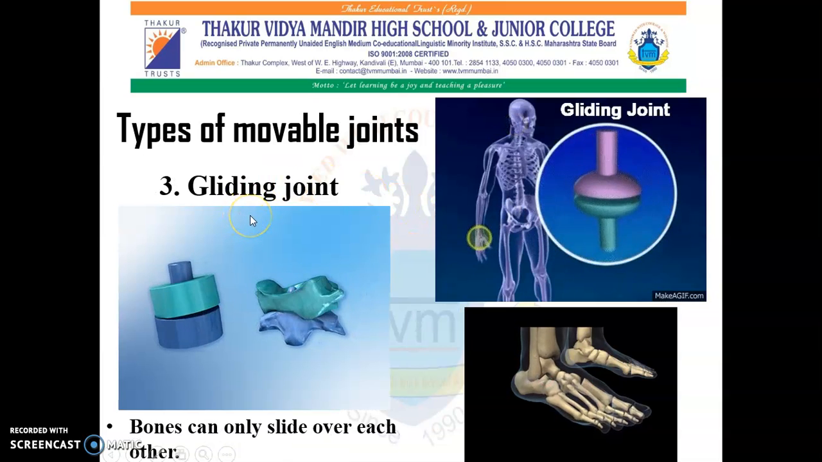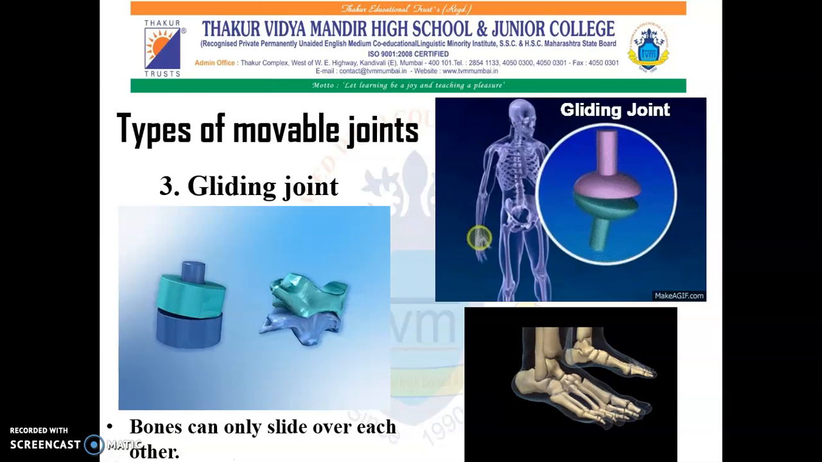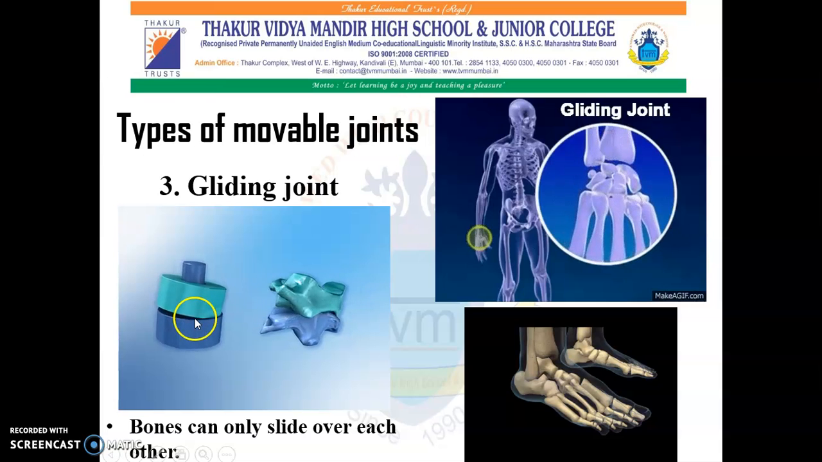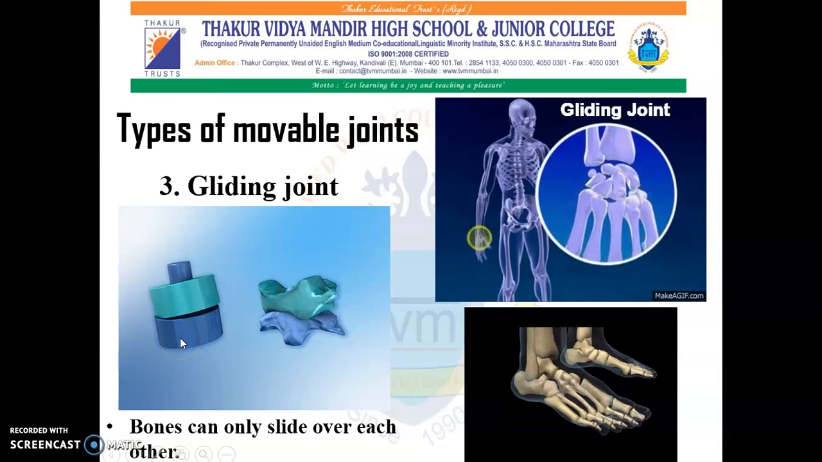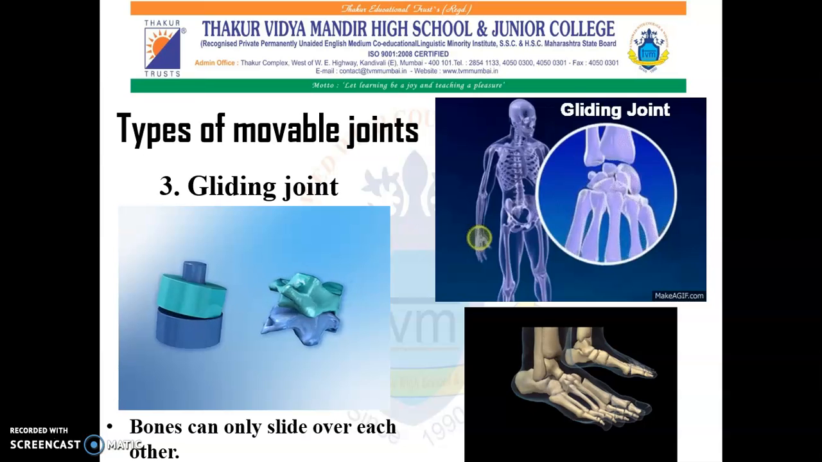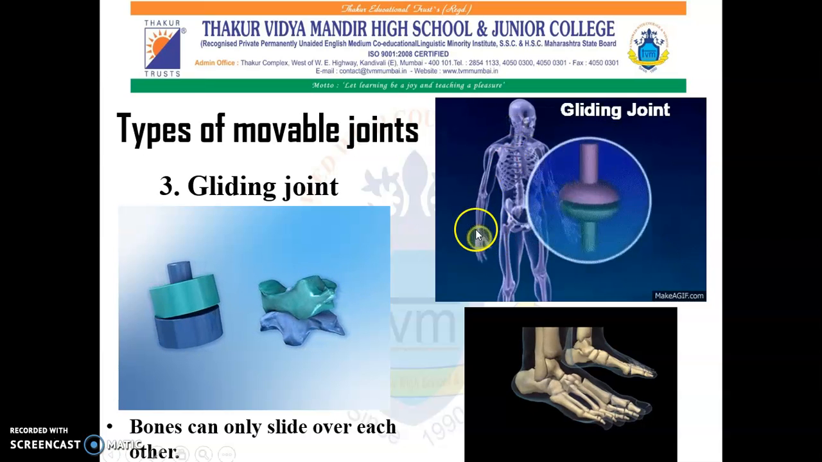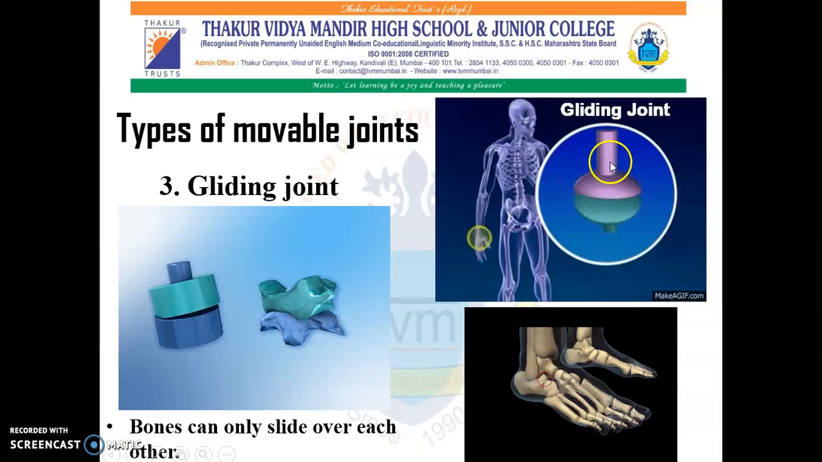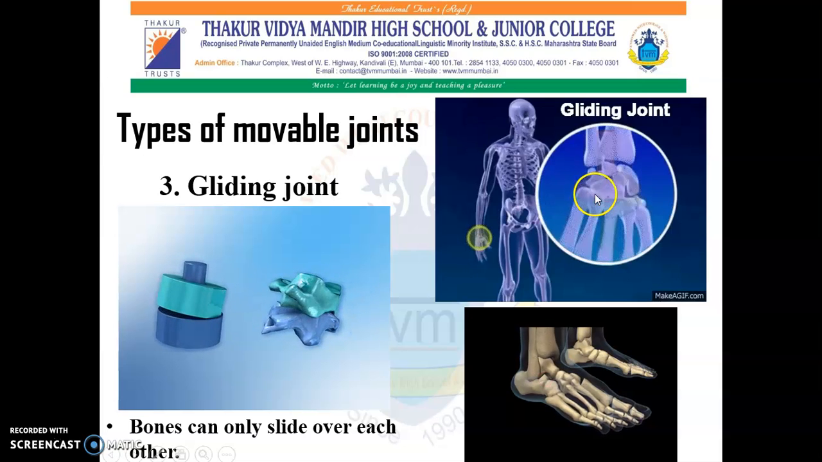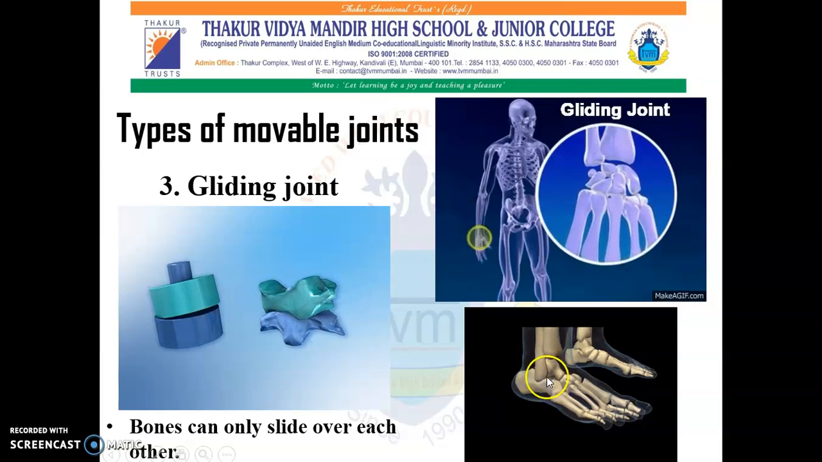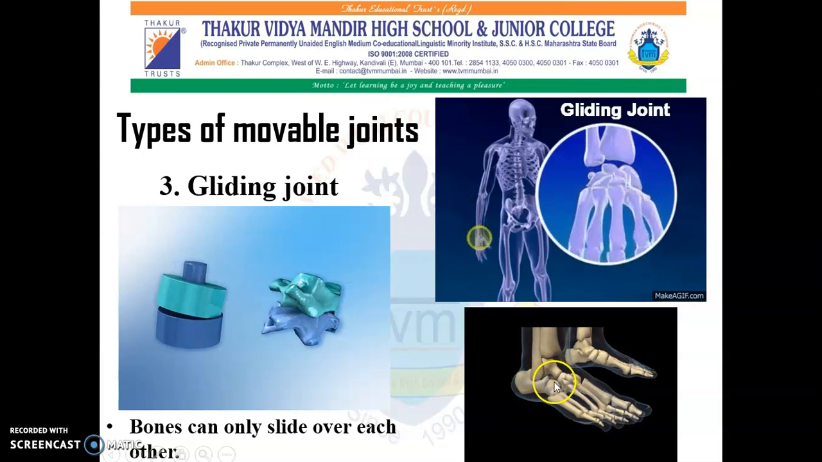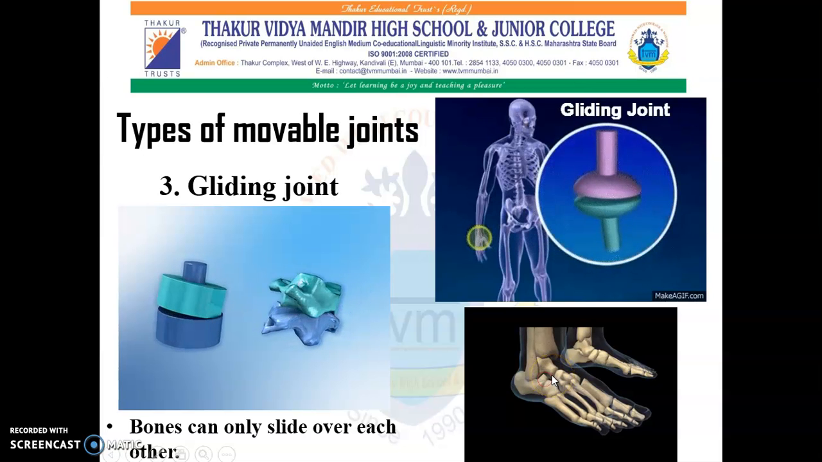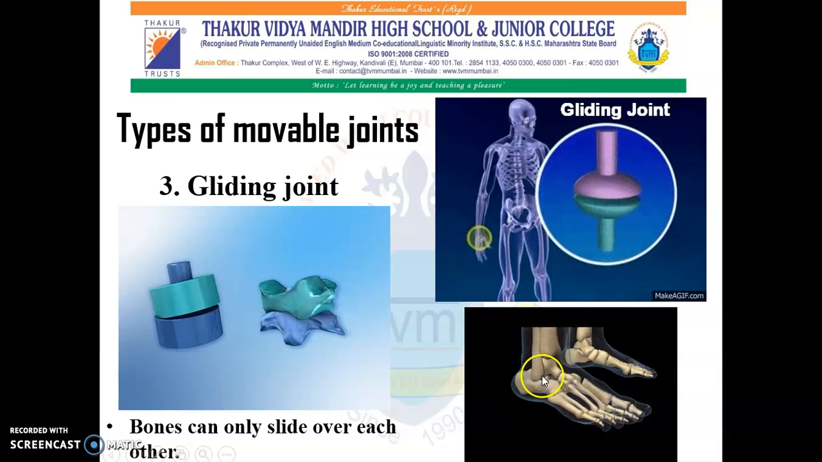Gliding joint. In this type of joint, the bones can only slide over each other. You can see over here in this picture. They are simply sliding over one another. Examples of this are wrist and ankle bones. The bone of wrist, here you can see the two bones, they are simply sliding on each other. As well as the bone of the ankle over here. Right? You can see the bones are simply sliding on each other. So these are the examples of gliding joint.